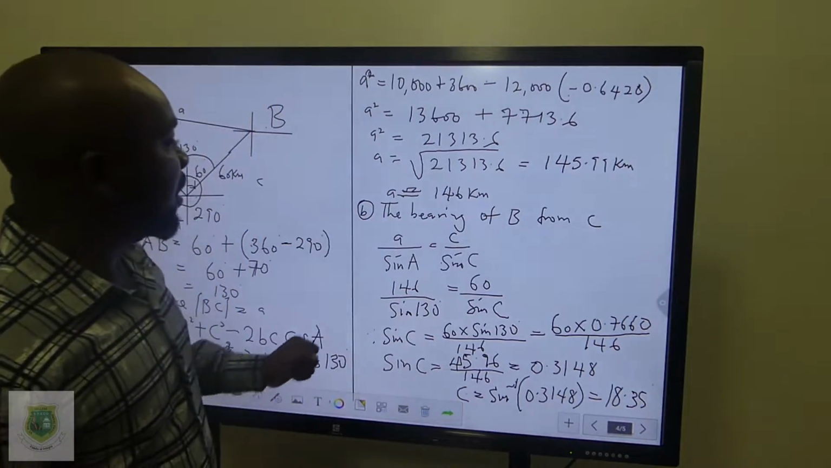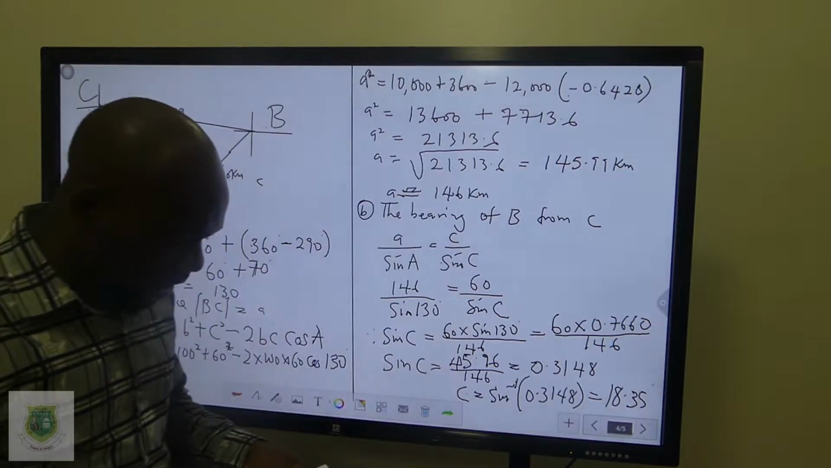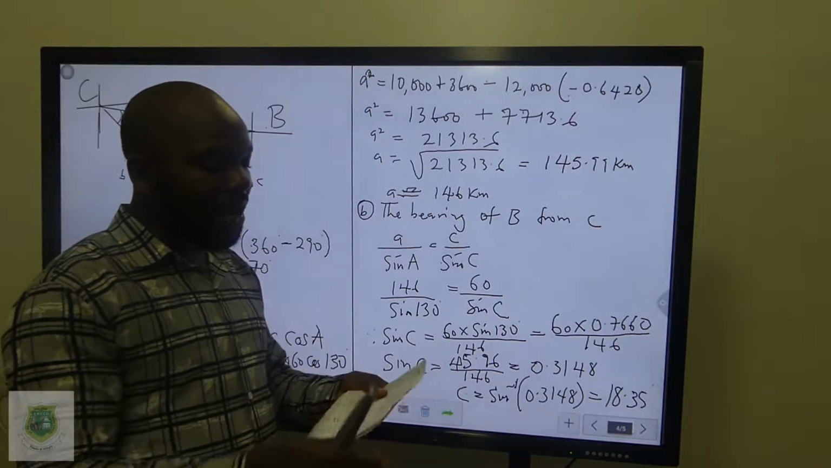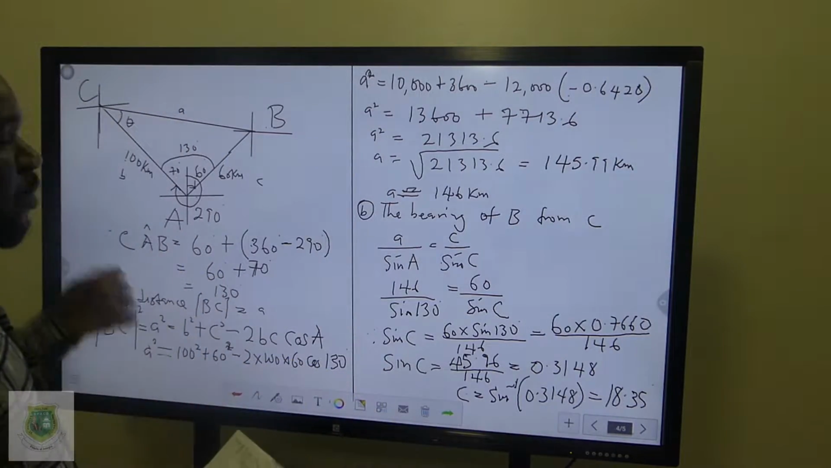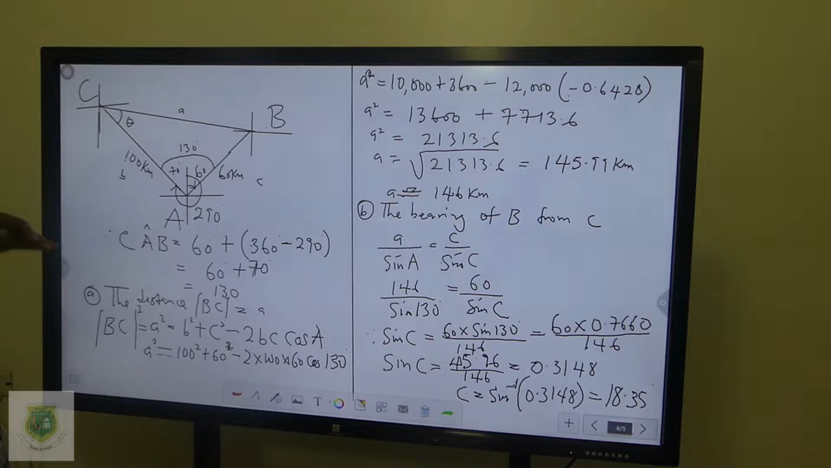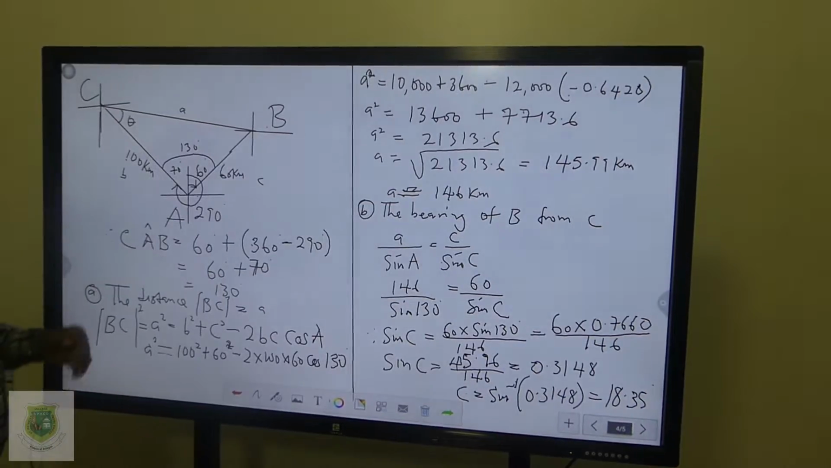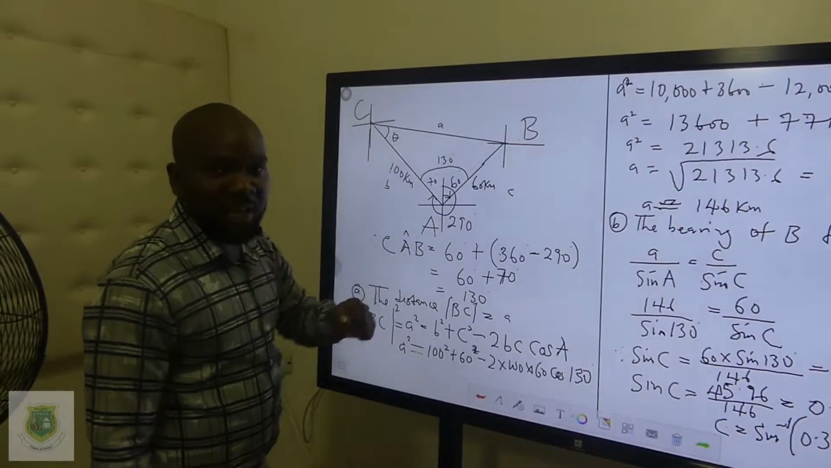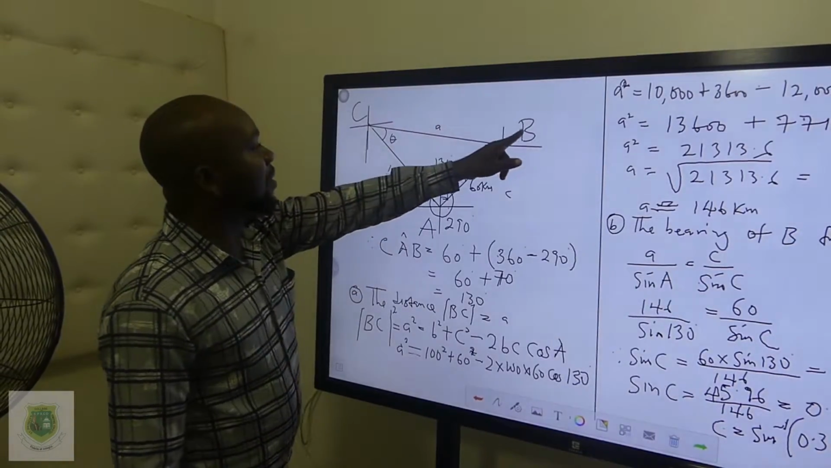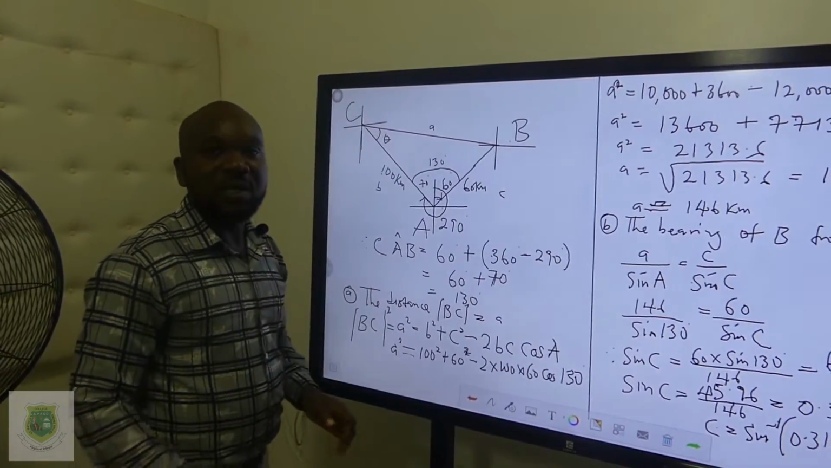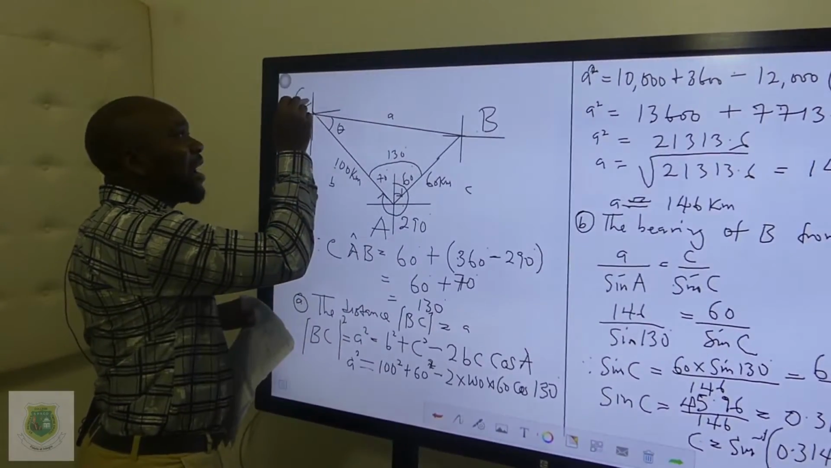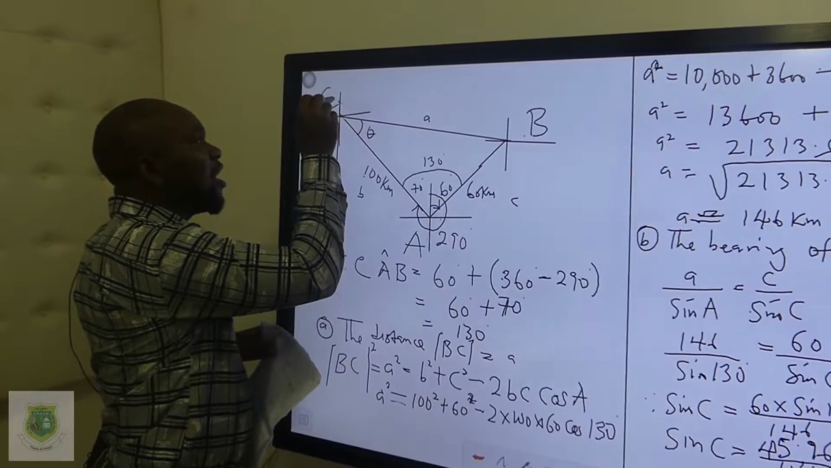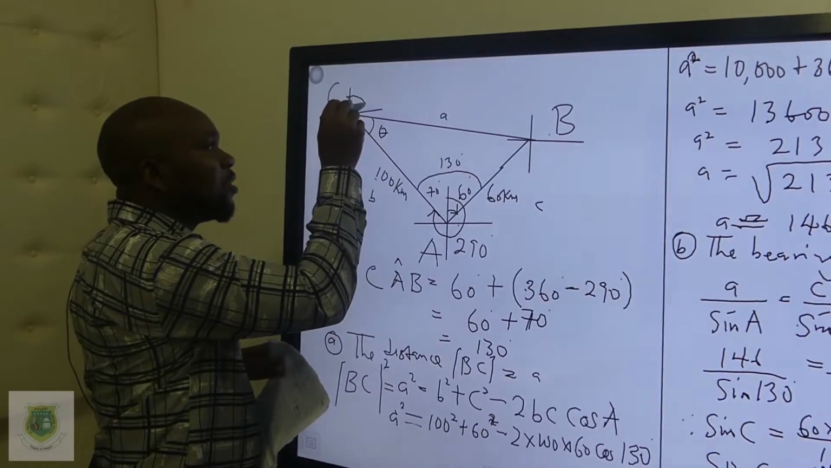Then the next question now says B. B now is what? The bearing of B from C. I want to show you something. Let us go back to the drawing. If they ask you now, bearing of B from C, what does it mean? It means at what angle will somebody who is at this point turn so that the person now will move. The person now will just move like this.